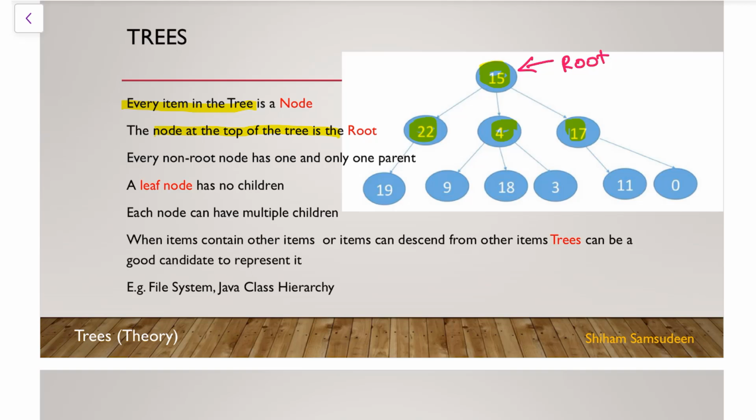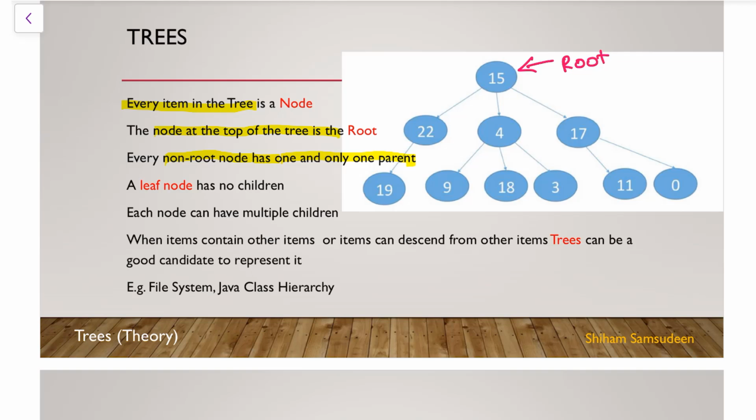So that is the top of the tree, and every non-root node has one and only one parent. If you take this guy, this has only one parent, right? So if you take 18, it has only one parent, which is 4, right? So for each non-root node, you have one parent. Okay.